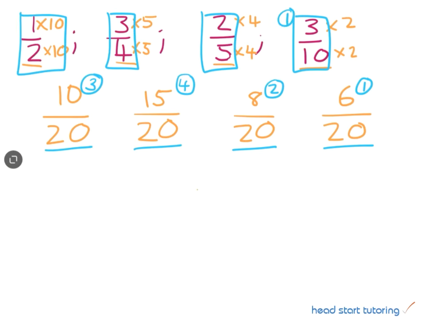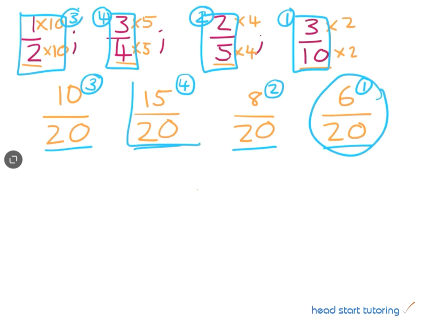So we would be putting 3/10 first, because 3/10 was our smallest number, our smallest fraction. Then we've got 2/5 as our next smallest number. Then we've got our 10/20, which was 1/2. And then we've got number 4, which is 3/4, or our 15/20.